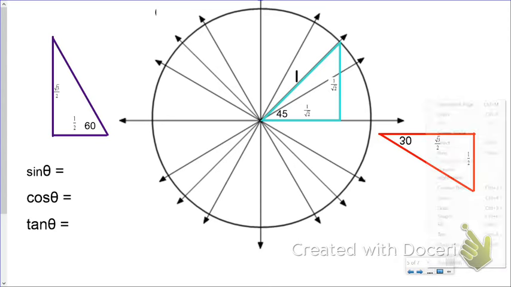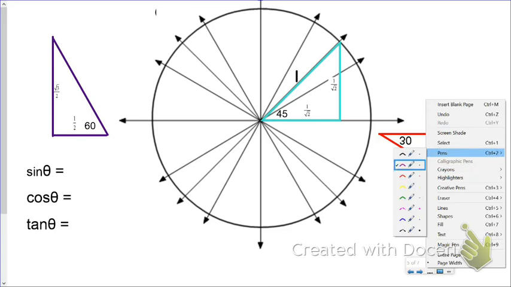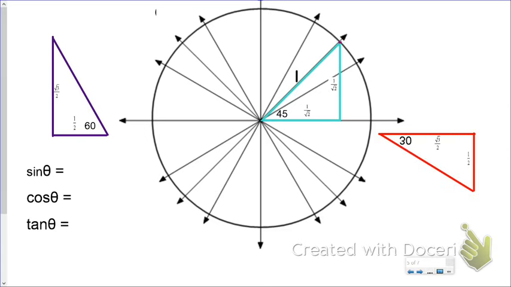So if I were trying to find the coordinates of this point up here, then the coordinates of that point would be based off that 1 over root 2 value that I found. So the point right there in that circle would be 1 over root 2, comma, 1 over root 2.